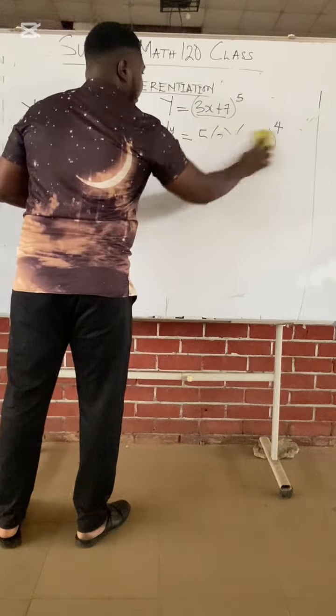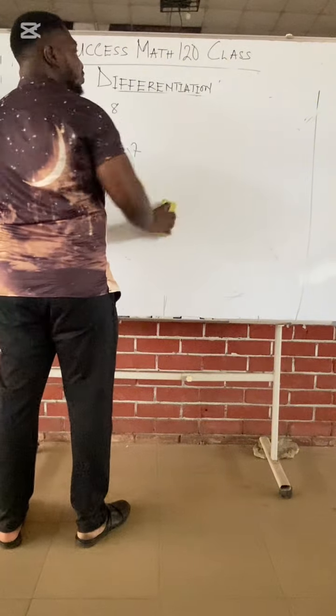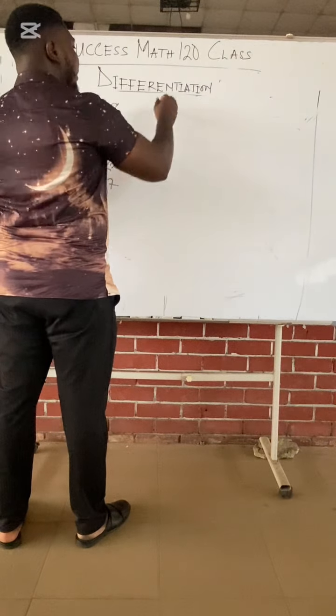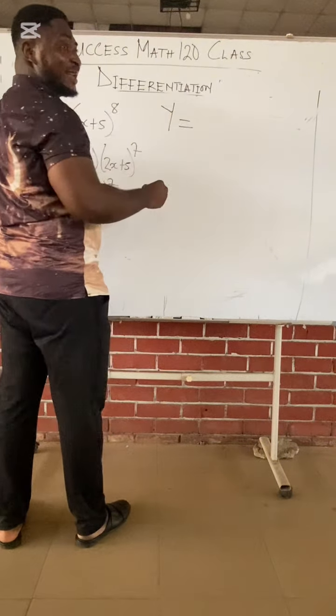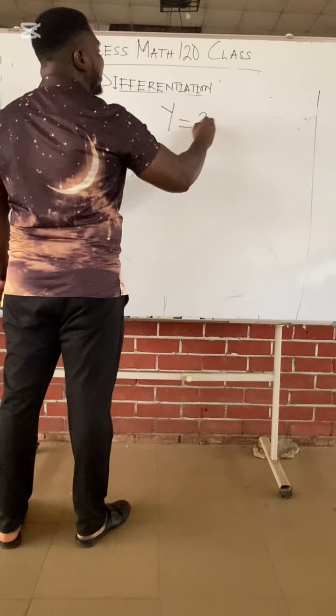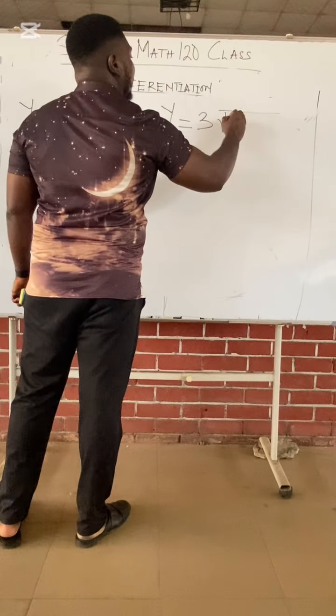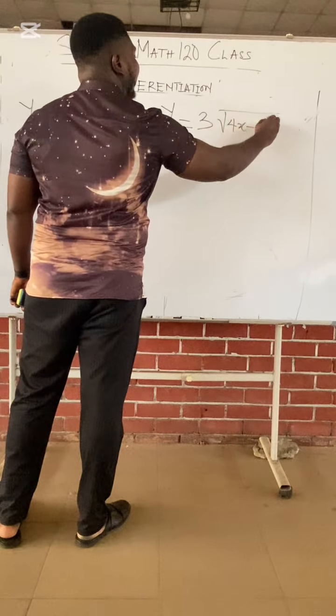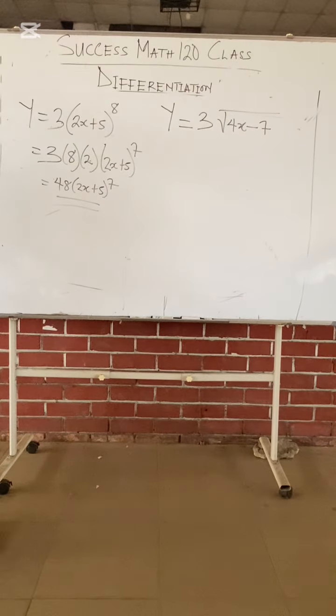Class, so if I ask you to differentiate y, example is for teacher, class work is for what? 3 root 4x minus 7. Differentiate y equals 3 root 4x minus 7. Are you aware that this is still chain rule? Differentiate y equals 3 root 4x minus 7.